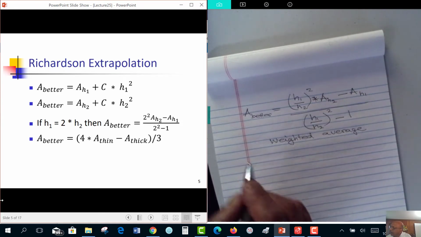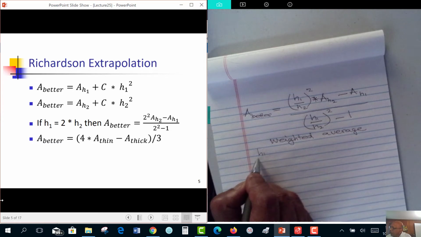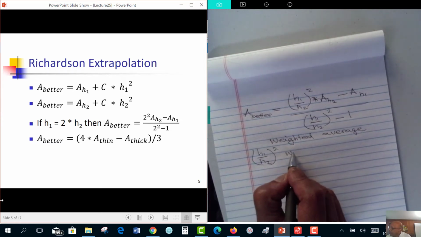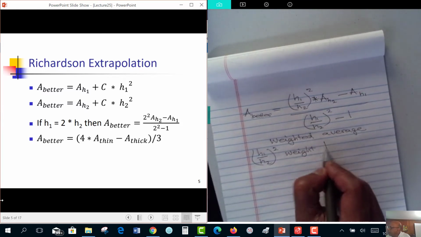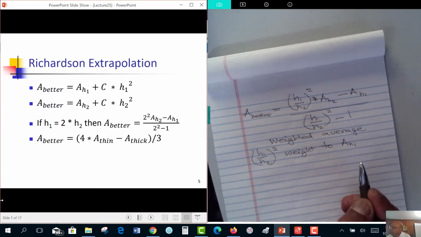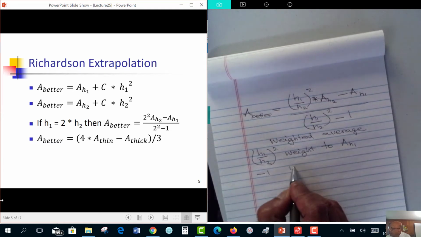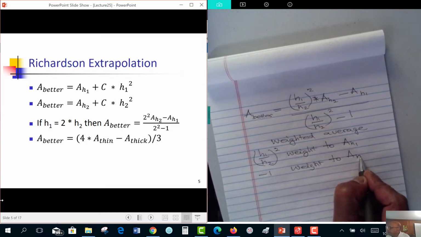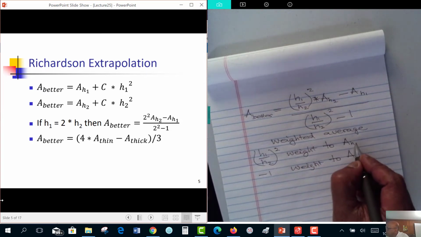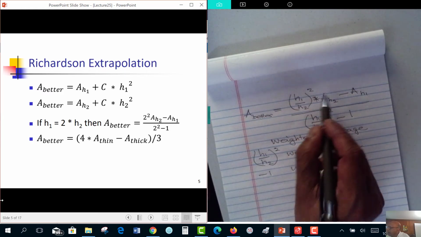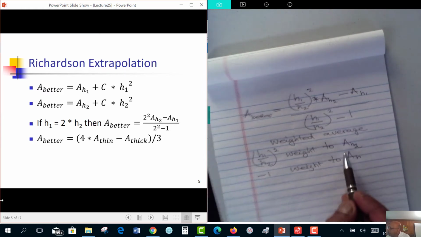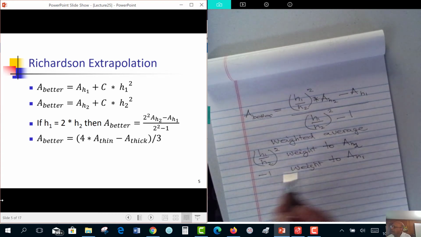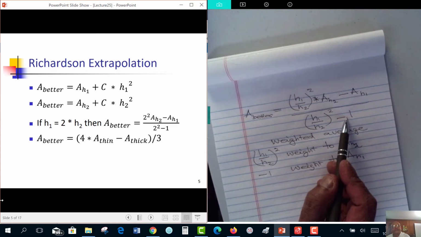What do we mean by that? We give H1 over H2 square weight to AH1, and we give negative 1 weight to AH2. Sorry, other way around. We give H1 over H2 square weight to AH2, but negative 1 weight to AH1. And then we did an average, right?